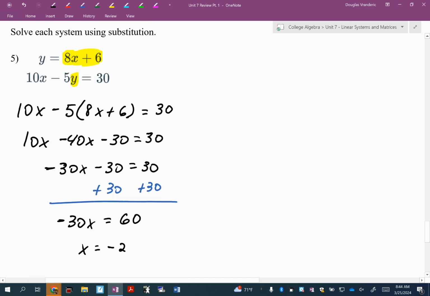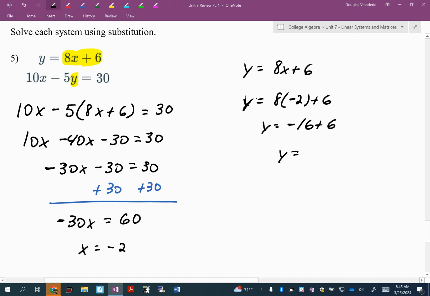Now again, like we did after elimination, once you get one of them, it doesn't matter which equation you use. Just pick one and plug in what you already have to find the other one. So I'm just going to choose y equals 8x plus 6, plugging in where it says x, my negative 2. So that's going to be negative 16 plus 6. So negative 16 plus 6 is negative 10. So if I write this as an ordered pair, it's going to be negative 2, negative 10. So that's how you do substitution.